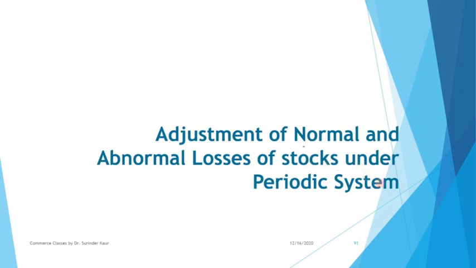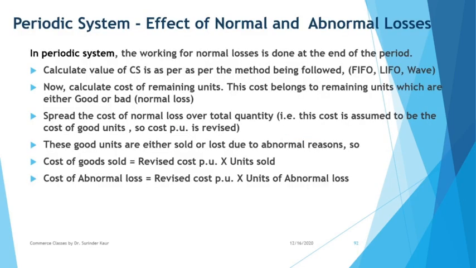Today we'll be understanding the working of normal and abnormal losses of stocks under the periodic system. As we all know, under the periodic system, we are to determine closing stock at the end of the period and then only all the calculations are carried out. So what exactly happens in the case of the periodic system for the losses is that we work out the losses also at the end of the period.